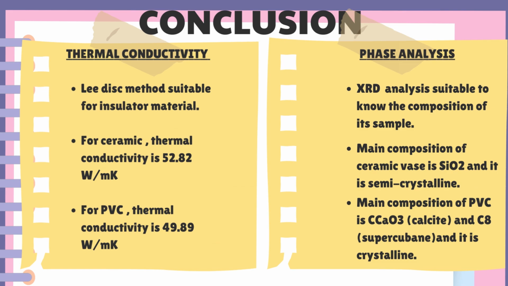And also, for the conclusion, the thermal conductivity Lee's disc method is suitable for insulator materials, for materials with low thermal conductivity. For ceramic, the thermal conductivity is 52.82 watt per meter Kelvin, and for PVC it is 49.89 watt per meter Kelvin.